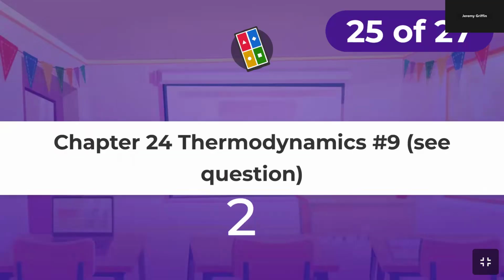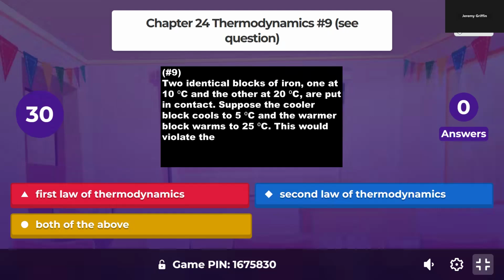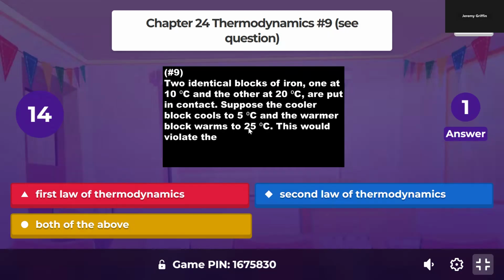We got 3 questions left. Two identical blocks of iron, one at 10 degrees Celsius, one at 20 degrees Celsius, put in contact. Suppose the cooler one cools down even more, and the warmer one warms up even more. They changed by 5 degrees. Now, realistically, that would never happen because that would be a violation of what?